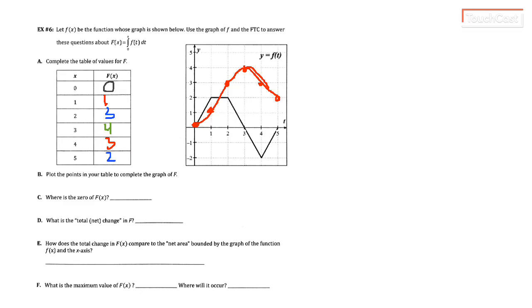Now, for part C, where is the 0 of big F? Well, that 0 is at the origin, at (0, 0). And the total net change in F, if we take F of 5 and subtract F of 0, we're going to get 2 minus 0, which means we have a total net change of 2. Now, how does the total change of F compare to the net area bounded by the graph of the function? Well, guess what? They are the same.